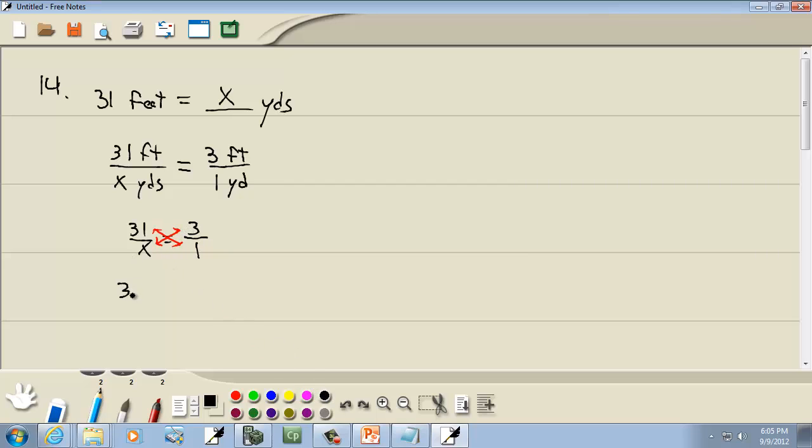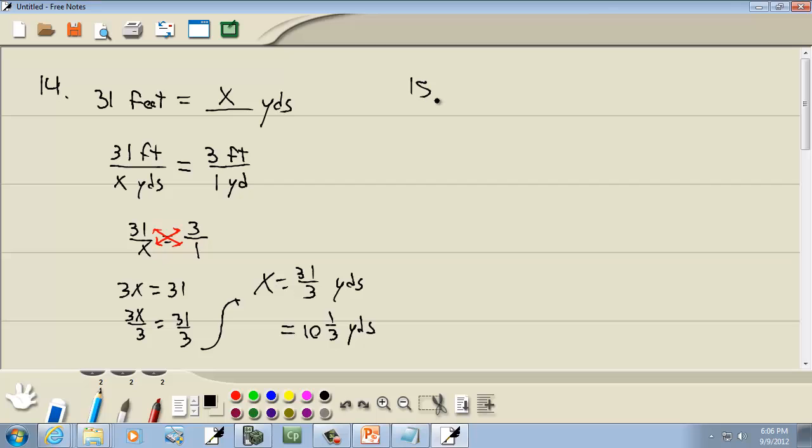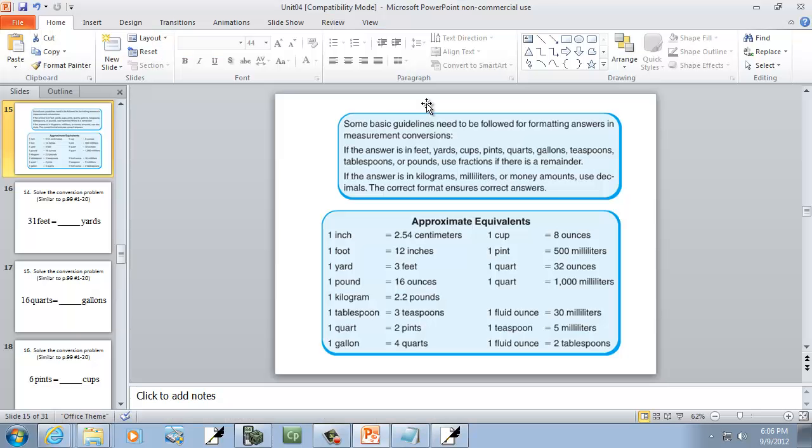Well, 3 times x is 3x, and 1 times 31 is 31. Then I'm solving for x, so I'm going to divide both sides by 3. And we get x is equal to 31 over 3 yards. Now they might want that in mixed number form. That'd be 10 and 1/3 yards. Well, let me show another one using proportions, and then I'm going to switch over like I say.